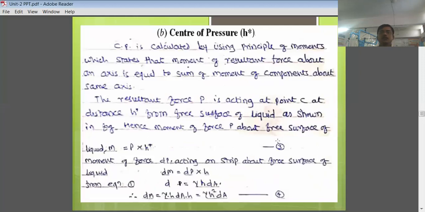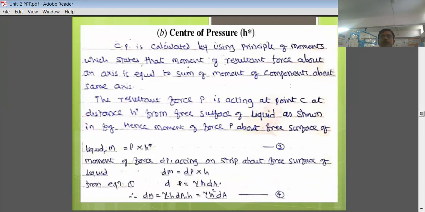Yes, sir. Next is the center of pressure. The position of center of pressure is denoted by the letter h star. This h star is nothing but the distance of the center of pressure, the point at which the total pressure force is acting, from the free liquid surface. So that is nothing but CP, this h star.